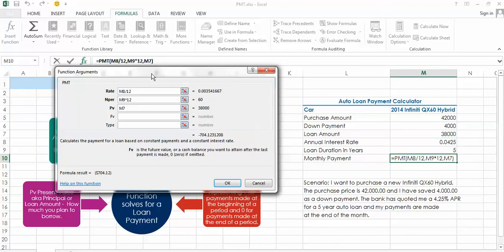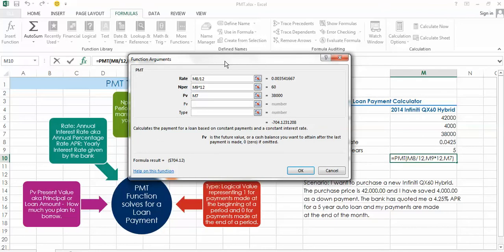This is not a required field for the payment function, but essentially it is the future value, cash balance you want to attain after the last payment is made. Well, of course, if we're paying off a loan after we make our last payment, we hope our loan balance is going to be 0. And so the assumption is that it would be 0 if you omit it. So we don't have to put a 0 in there.